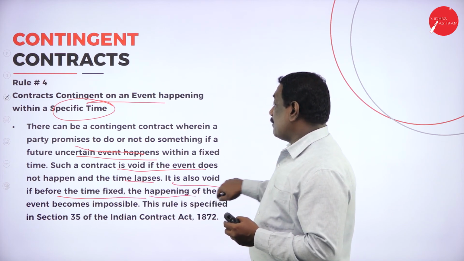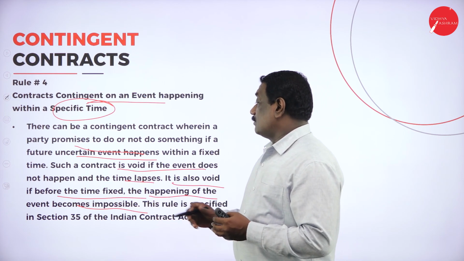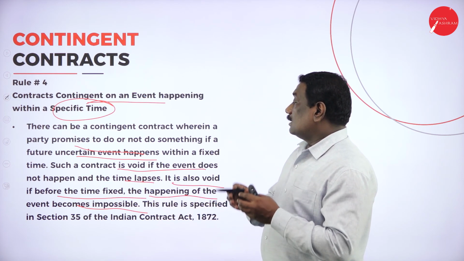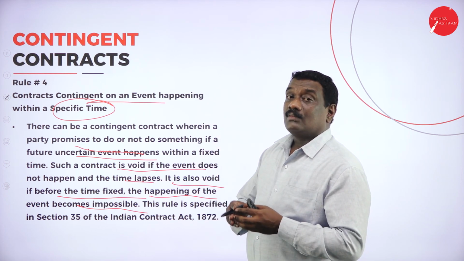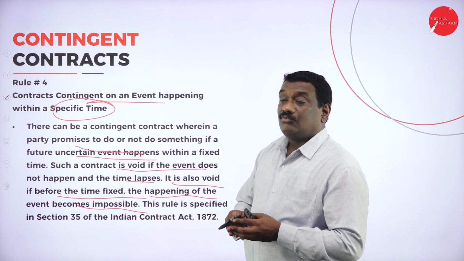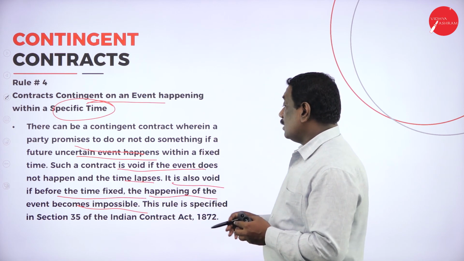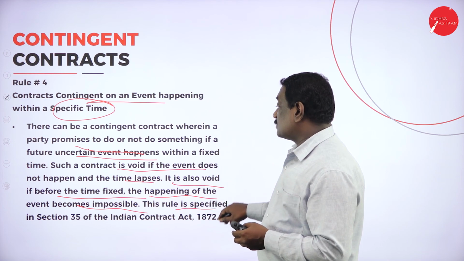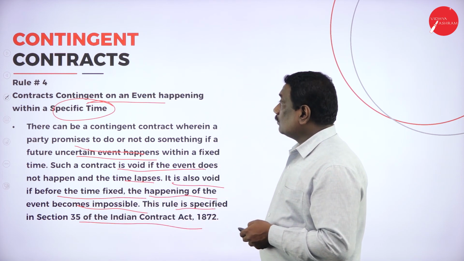It is also void if the time is fixed and, before the time, the happening of the event becomes impossible. So if the time is fixed and before that time period the event does not happen, if it is not possible, then it becomes a void contract. This rule is specified under section 35 of the Indian Contract Act of 1872.